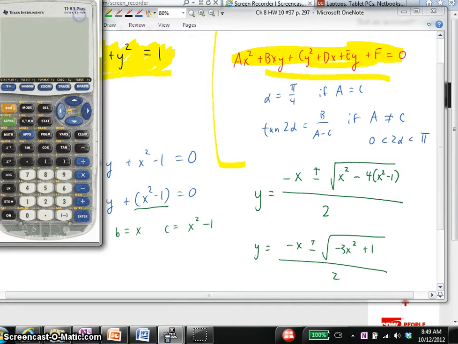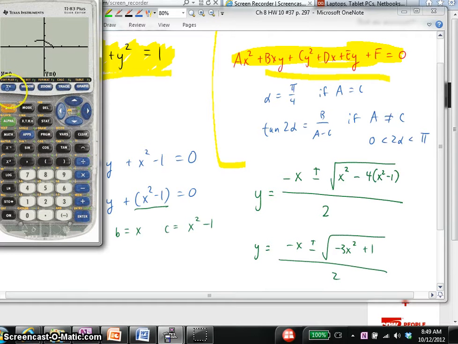So now, if we want to graph this will be interesting. We go into the graphing calculator, we go to y equals, and we're going to do this in 2 parts. And I guess I have to be really careful with parentheses. So the opposite of x plus the square root of negative 3x squared plus 1, all that over 2. Okay, so let's just look at that. It's very small, so I'm going to zoom in. And I see that it's that little part right there.